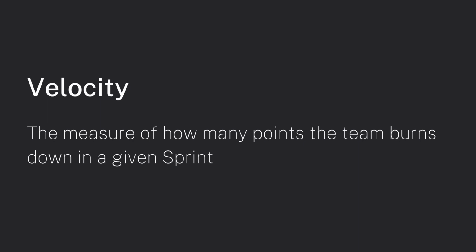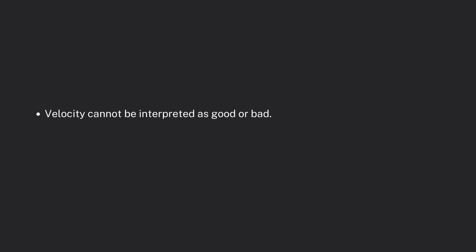There are a few things worth noting when it comes to calculating velocity. First, there's no such thing as a good velocity or bad velocity. Velocity is simply what the team has historically been able to achieve in a predetermined time box. The next thing is that each team will have a different velocity, especially since each team decides their own point system calibration. It's impossible to compare your team's velocity to another team's.